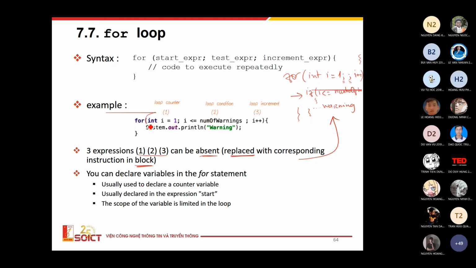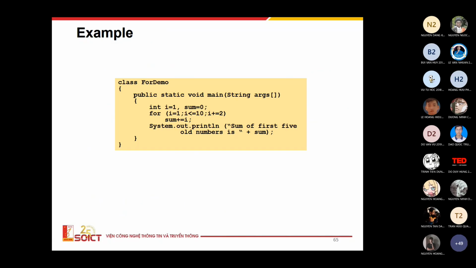For example, here you see you declare i as an int to declare the counter variable. And of course, when you declare int i in this for, the scope of i here is limited to the loop. This is the remark you have to remember. And this is an example, and you will try to figure out what is the result.